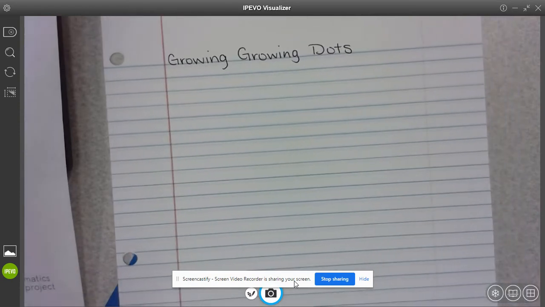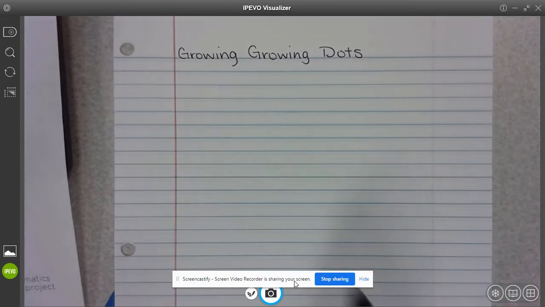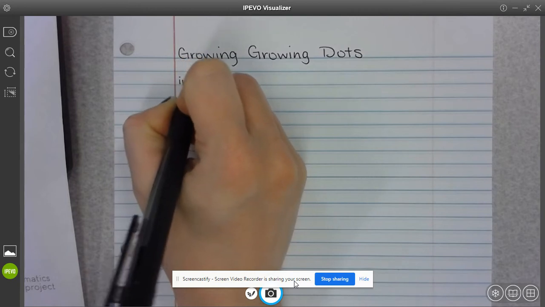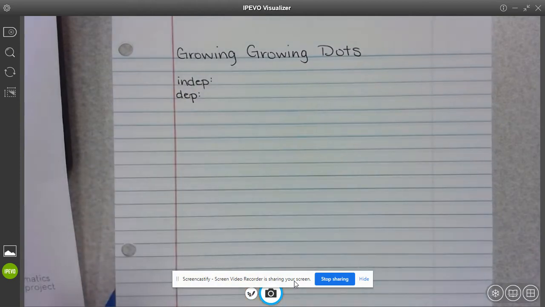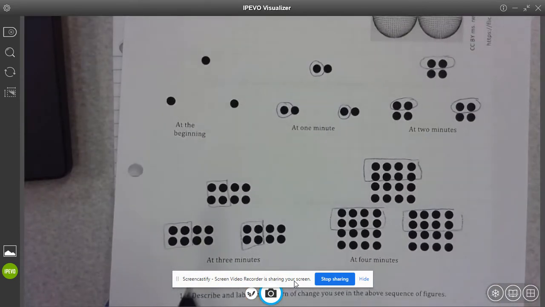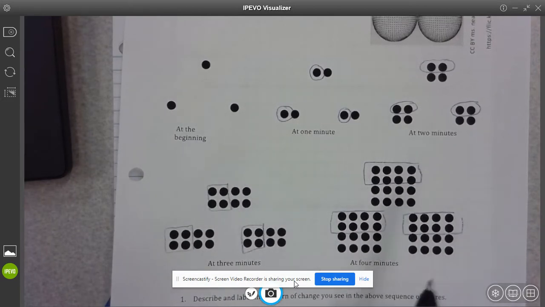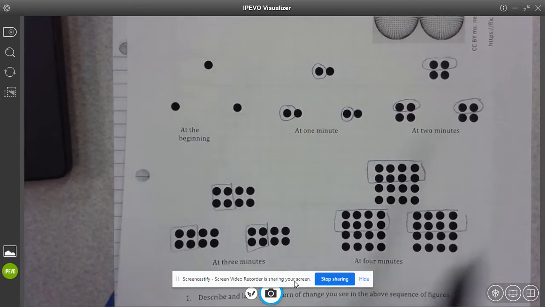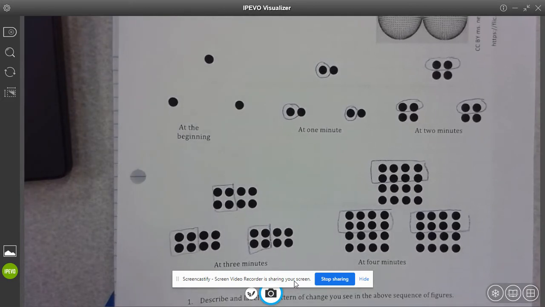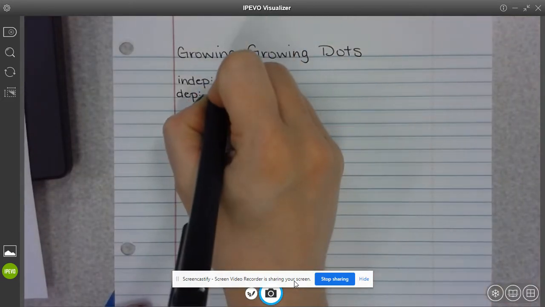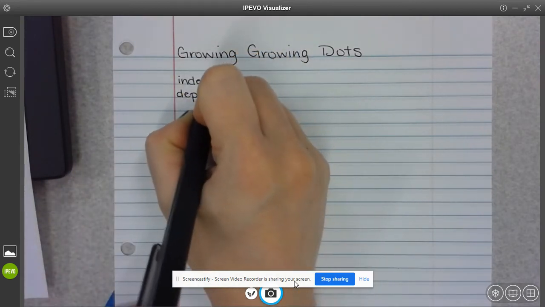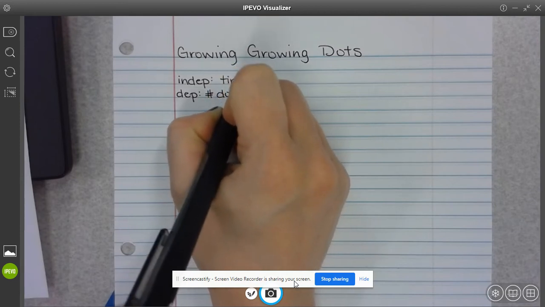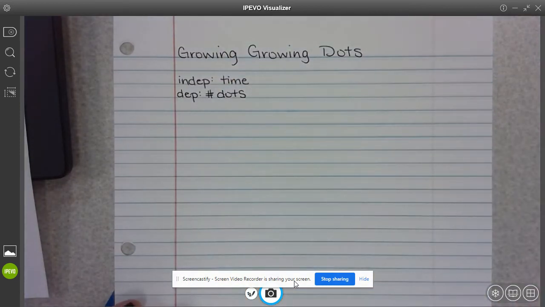So we're going to start working on this growing dots task. And the first thing I want to figure out is who's going to be independent and who's going to be dependent. So do the number of dots change based on what minute we're at? Or does the minute that we're at change based on the number of dots? Well, the time that's going by is the independent, and the number of dots depends on where we are in time.